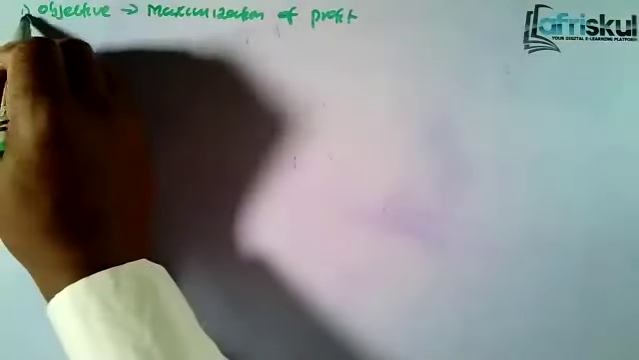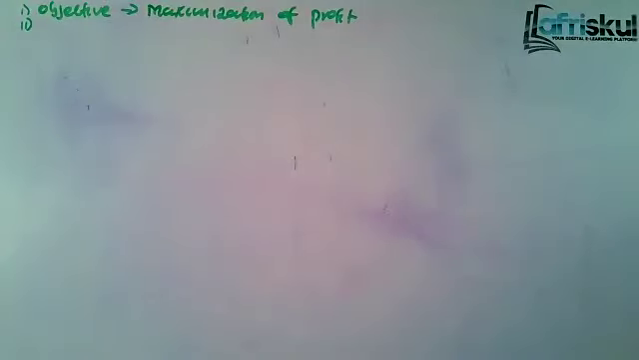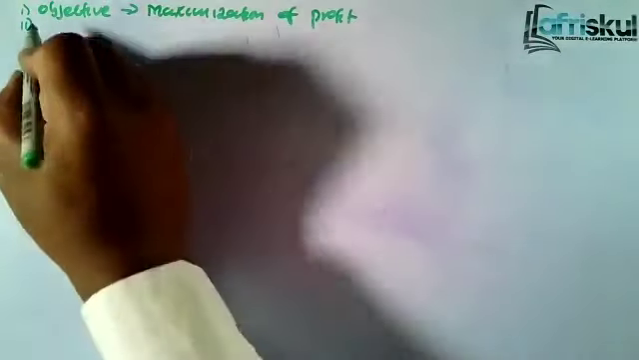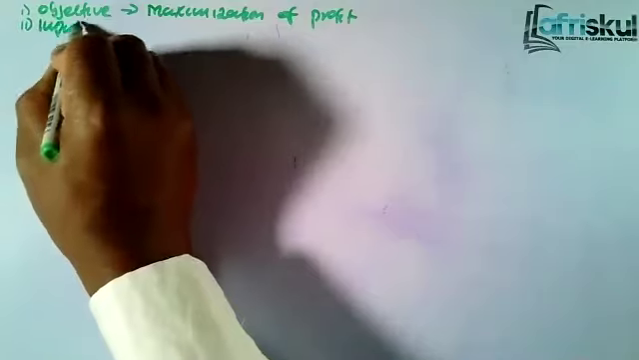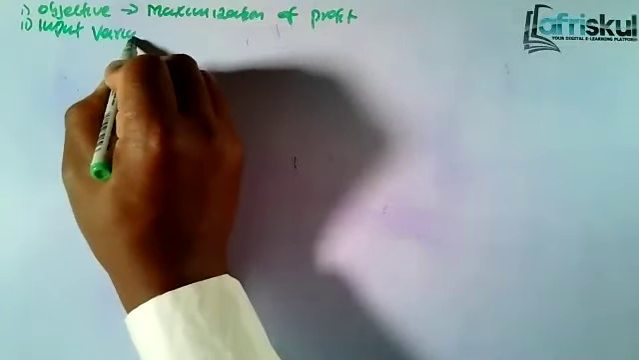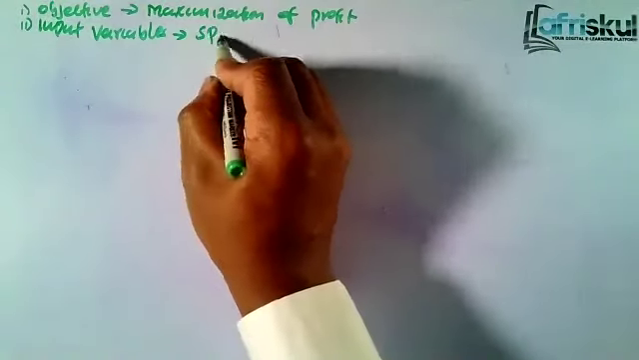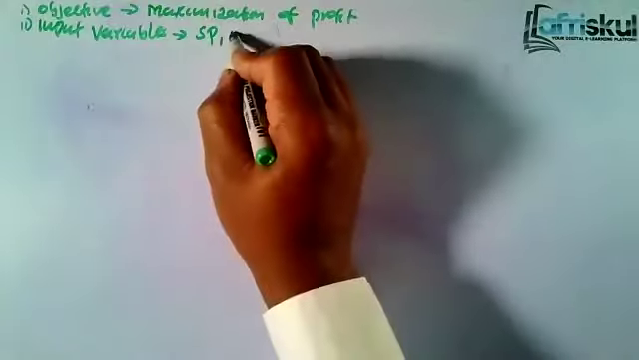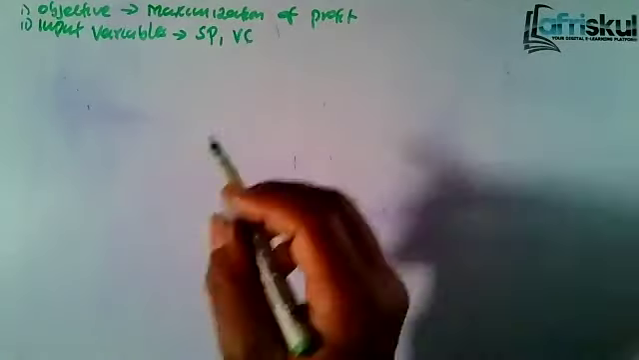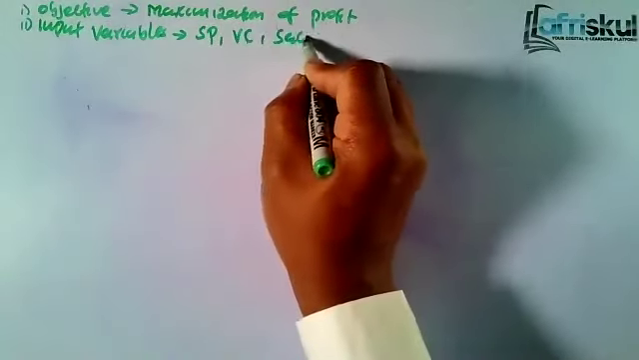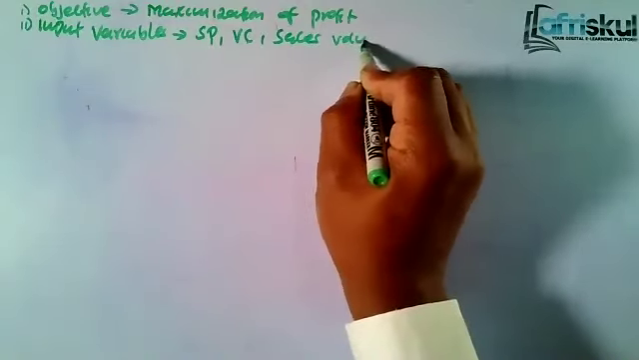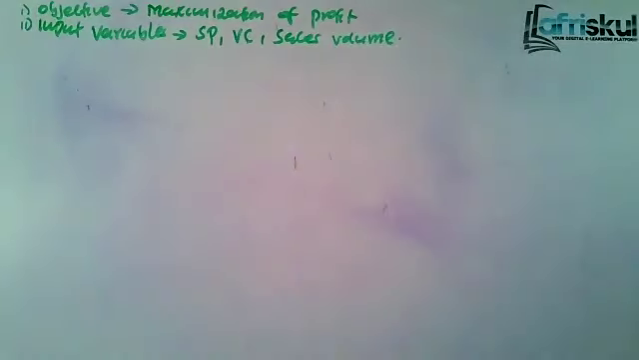Step number two, you are supposed to identify the input variables. What are the input variables? In this case, we have three input variables. Number one, we have the selling price. Also, you are given the variable cost, and also you are given sales volume. Those are the three variables given there.